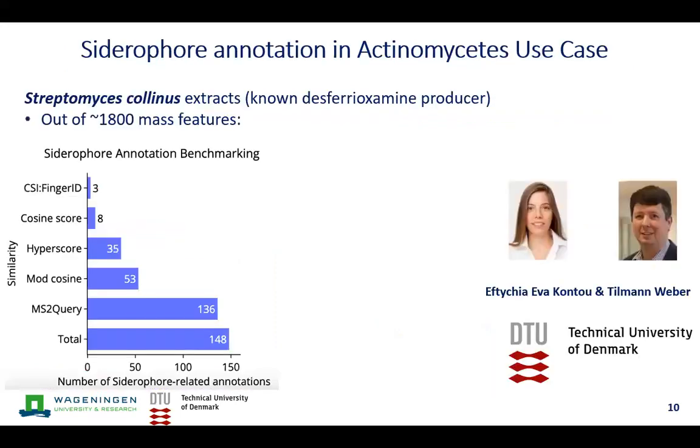We used the cosine score, and the hyperscore, which is related to OpenMS and should work well for peptidic molecules. We of course used the modified cosine score, and also MS2Query. For this particular compound class, it was nice to see how we could actually start to annotate many more of the pseudo-4 related molecules than with the other tools.